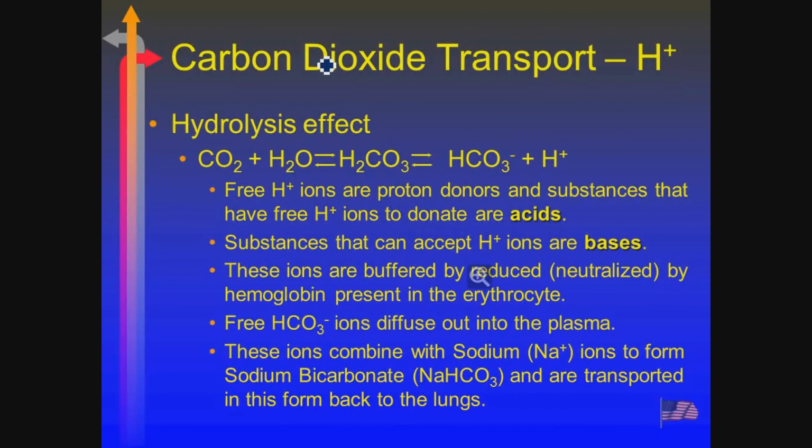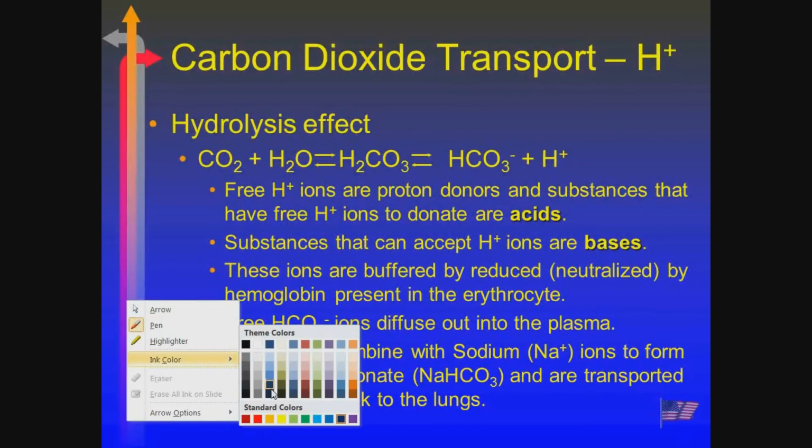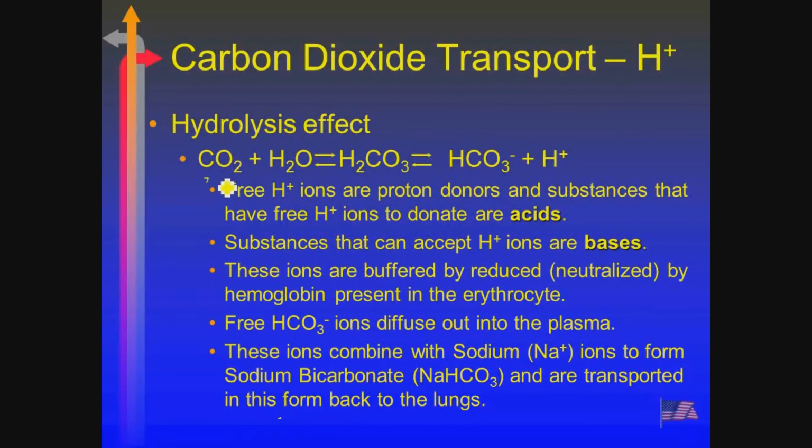Okay. So when this equation is going on, especially in the presence of carbonic anhydrase, we form these bicarbonate ions, but we also form these hydrogen ions. And hydrogen ions are basically proton donors, and we're going to consider it to be an acid.